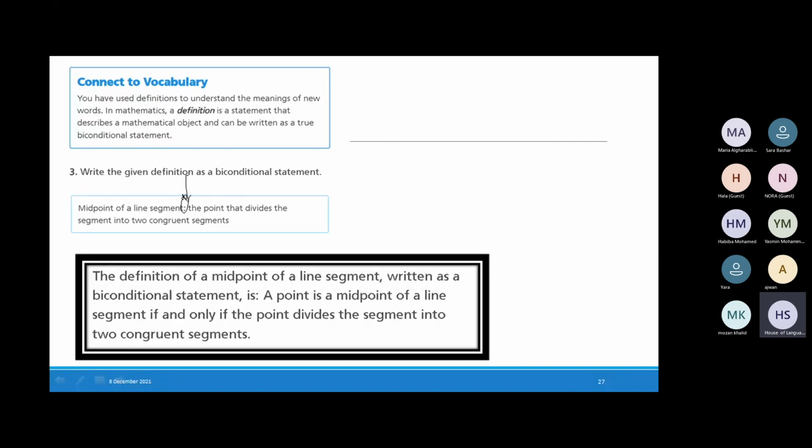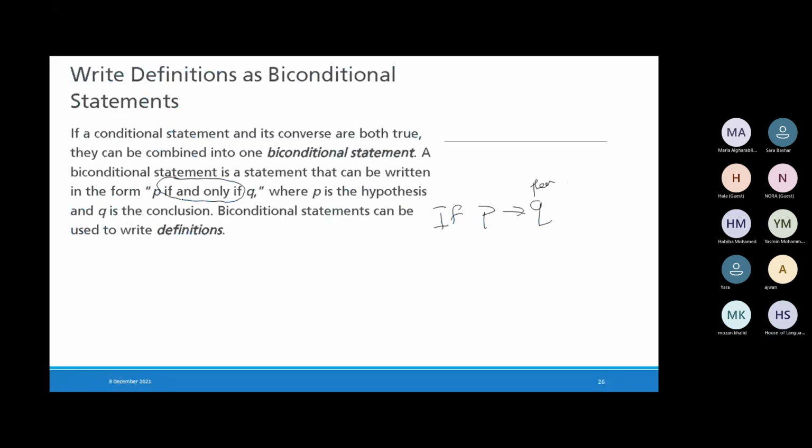The conditional statement is if and then. We can switch it or make its converse or inverse. But this one, if and only if, we cannot change it. If the conditional statement and its converse are both true, you can combine them. When it comes to the exam, I will not ask you whether this is conditional or biconditional. If you read a sentence and find that it is a definition, that means it will be a biconditional.